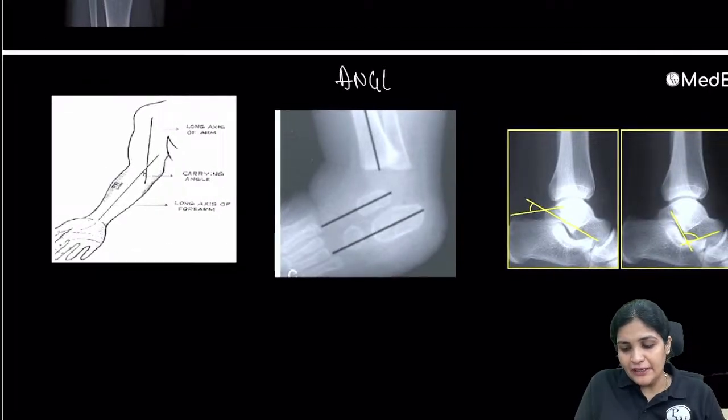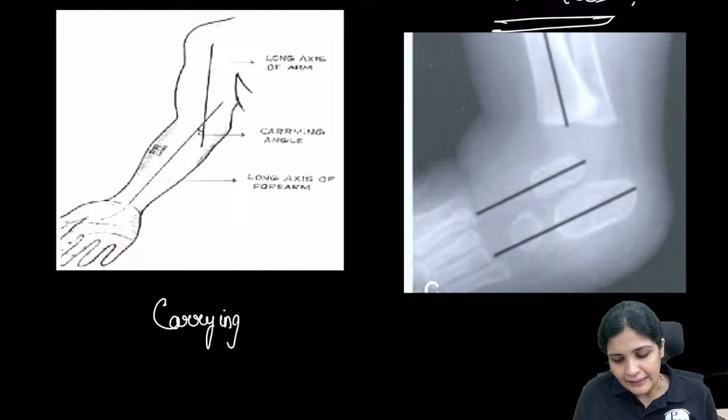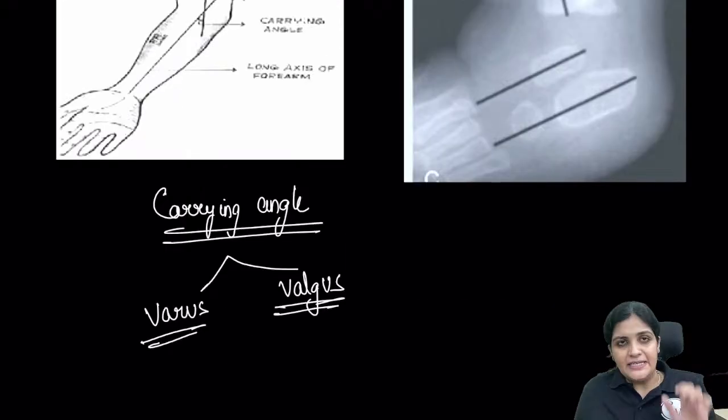Now let's look at angles. So these are all the angles. What is this angle called on the upper limb? This is called the carrying angle. This carrying angle usually decides whether the limb is in varus, that is, the elbow is in valgus. So usually what we have is varus or valgus normally.